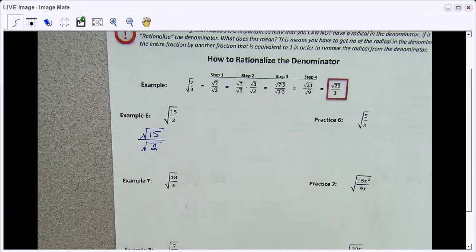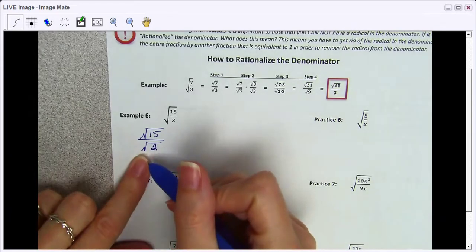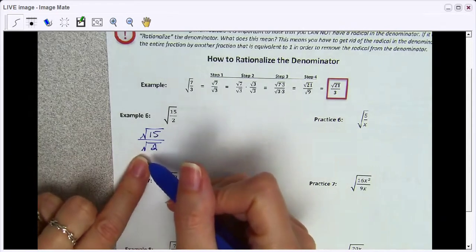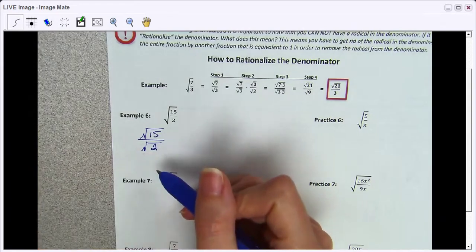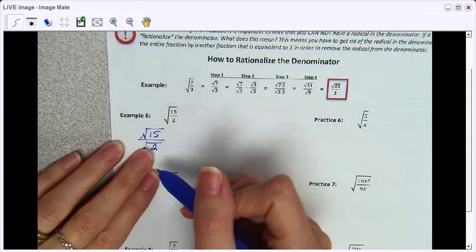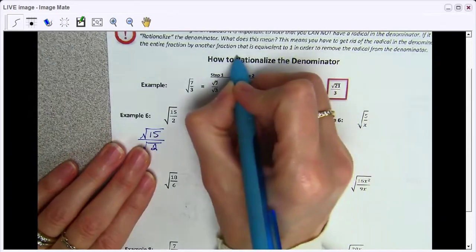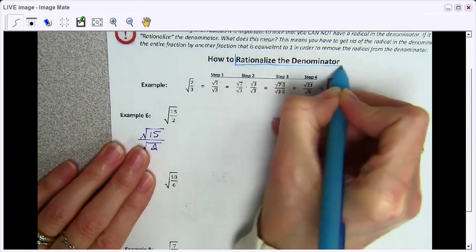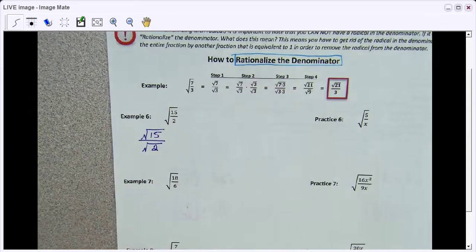And I don't know if you remember from the very beginning of the school year, we were talking about the real number system. And the square root of 2 is considered an irrational number. And we cannot have an irrational number in the denominator, so we have to make it rational. And that's where we get this term right here, rationalize the denominator. All that means is we need to turn it into a rational number.